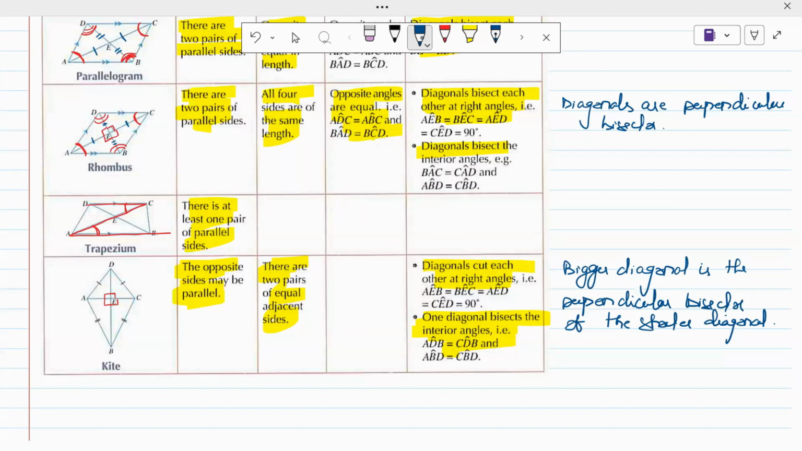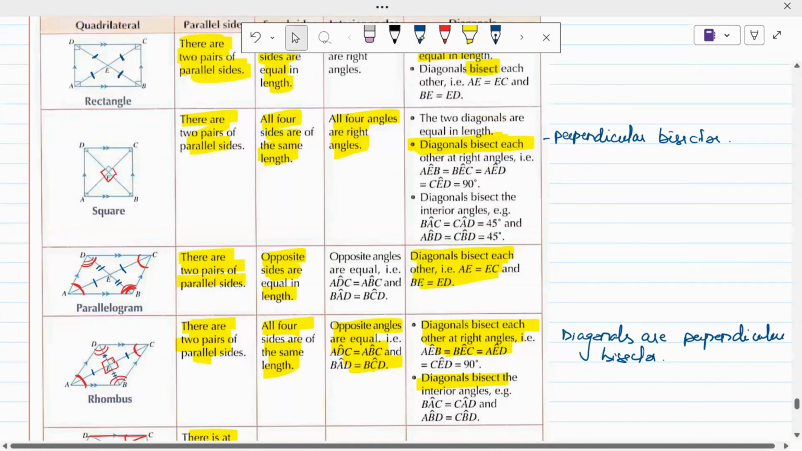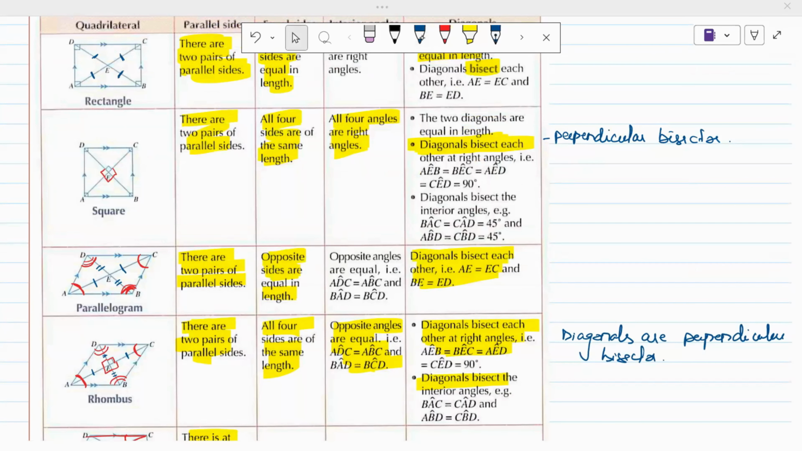So these are all the important properties of different types of quadrilaterals in our syllabus. We'll be practicing all these different shapes in the next class. So for today, we have to keep it till here.